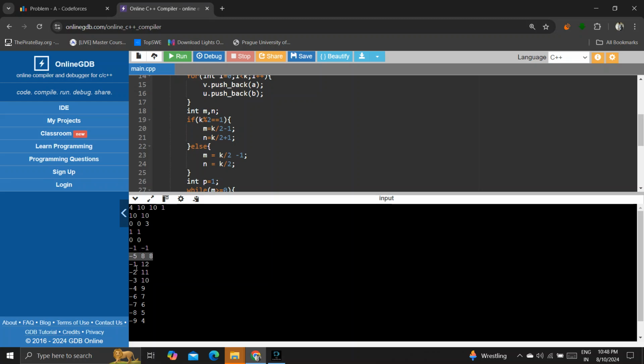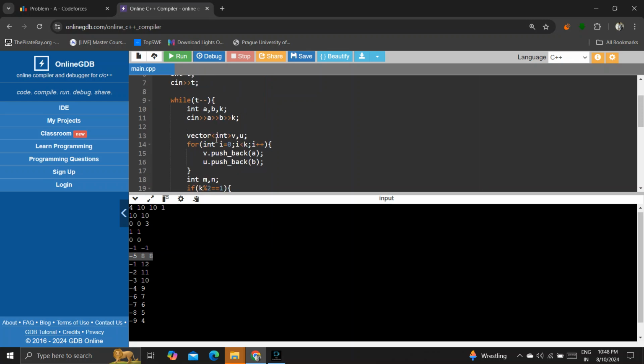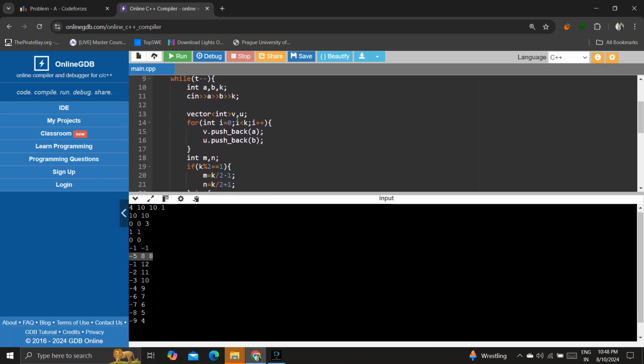Okay, so what I have done initially, 8 is even. So let me walk you through the code. Here I have taken two vectors v and u of what size, of minus 5, 8, 8, that is given as the size. So of size 8. And I have put in the v vector all 8 values as minus 5, and all the u values are 8.